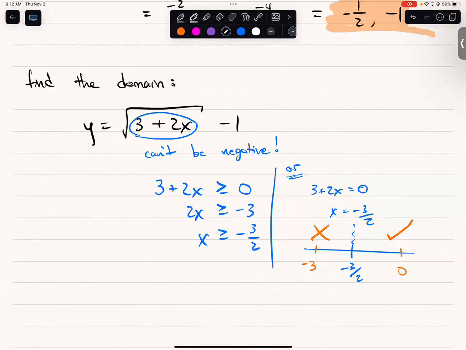What's the domain? -3/2 to infinity. -3/2 would be the leftmost endpoint, the starting point for this function, because x needs to be bigger than or equal to -3/2 in order for this to be defined. This weird little squiggly thing is a 3.